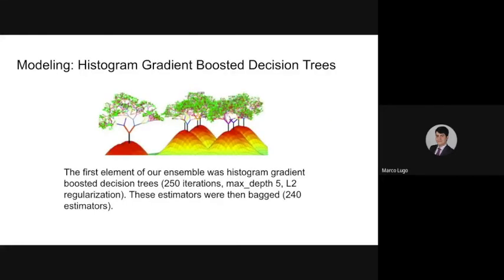Now, our first and best performing model on its own was gradient boosted decision trees, where the algorithm for finding the best splits was histogram based. We settled on 250 iterations with the default learning rate of 0.1 and max depth for the trees of 5 and L2 regularization. And we then bagged this model 240 times in samples, but also to a lesser extent in features. And bagging it more times would probably have increased the performance a little further, but it was becoming computationally expensive. And at that point, we had to make choices given the time constraint.